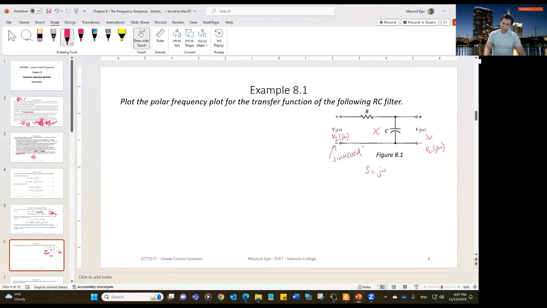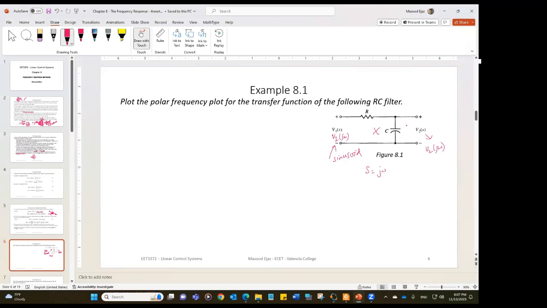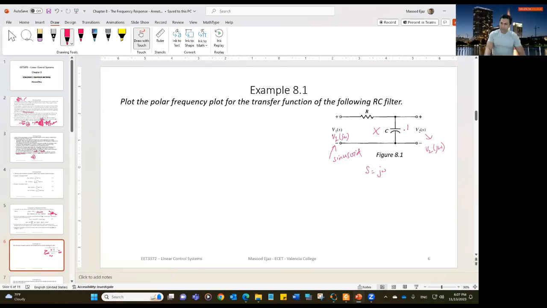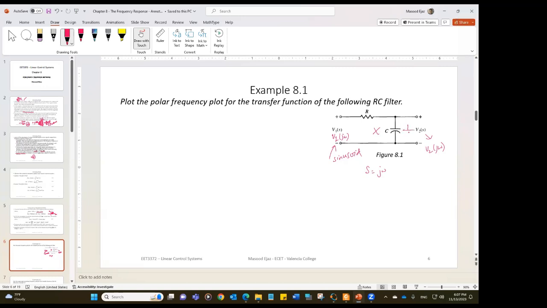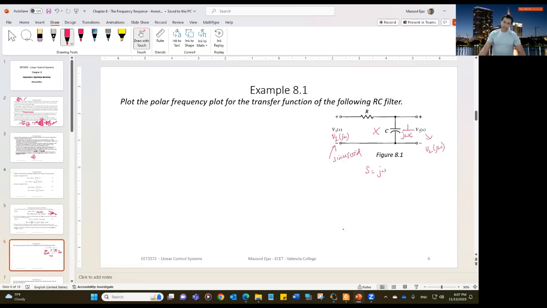Anybody remember what is the expression for the reactance of capacitor? 1 over negative j omega c. 1 over what? Negative j omega c. No, not negative j. 1 over j omega c, not negative j omega c. Negative j is basically when j comes in the numerator, then it becomes negative j. But it's 1 over j omega c.